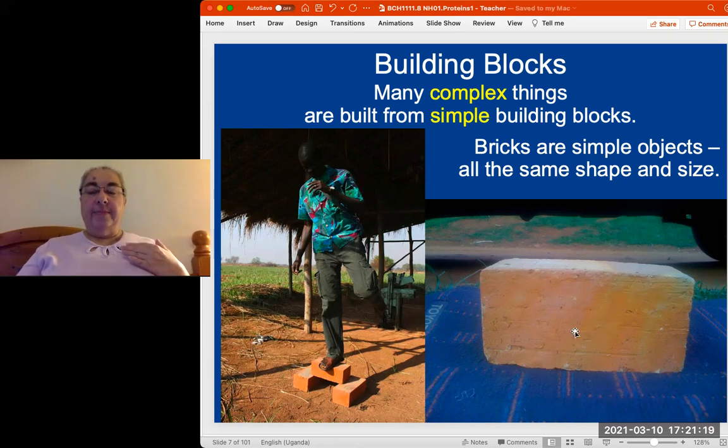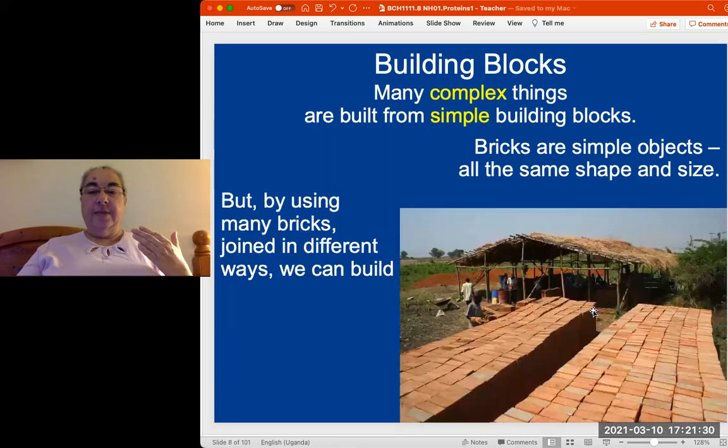Bricks are all the same shape and size, but we can use these simple bricks and build them together to make many different things. So here is a large stack of bricks that have been stacked up together, and here they've been stacked together to make a shape that is somehow again like a brick, if you like. Many small cuboids put together to make a large cuboid.